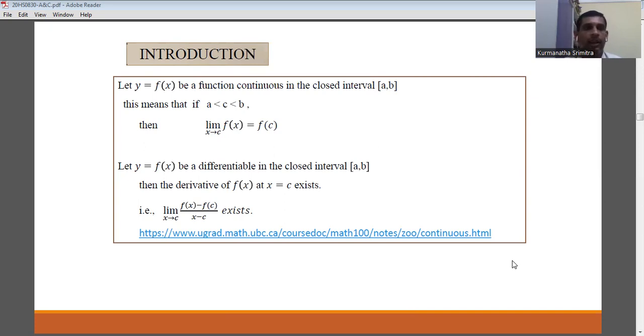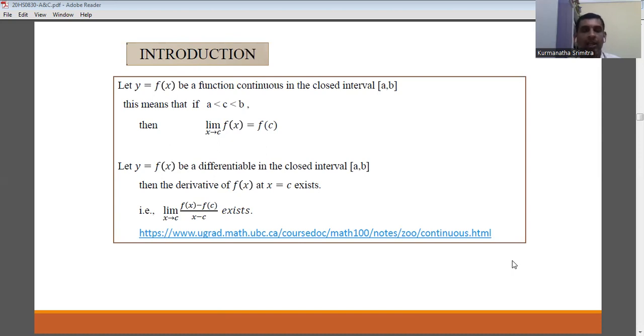Let y equal to f(x) be a function continuous in the closed interval [a, b]. This means that if c is in [a, b], then the limit as x tends to c of f(x) equals f(c). And for a derivable function, let y equal to f(x) be a differentiable function in the closed interval [a, b]. Then the derivative of f(x) at x equal to c exists.